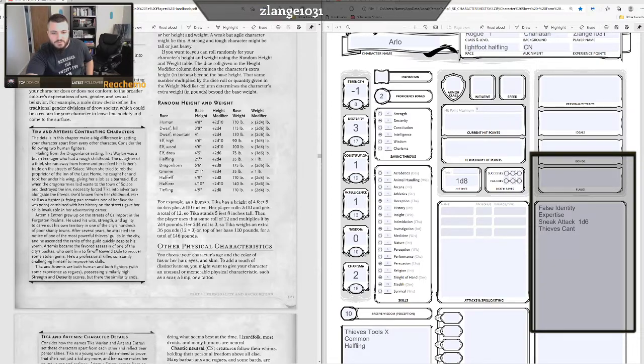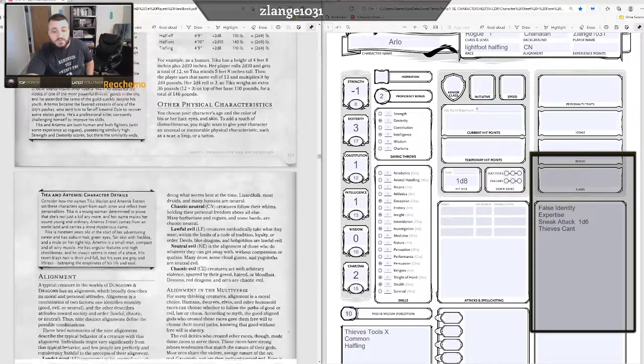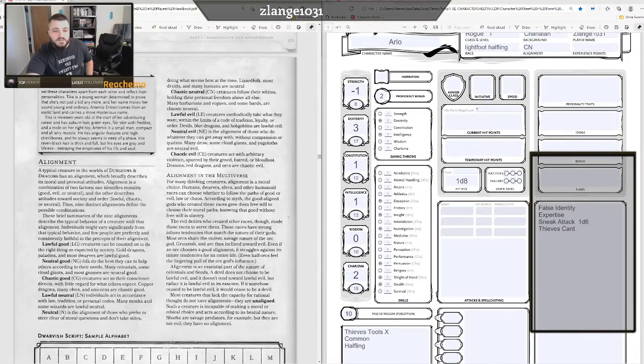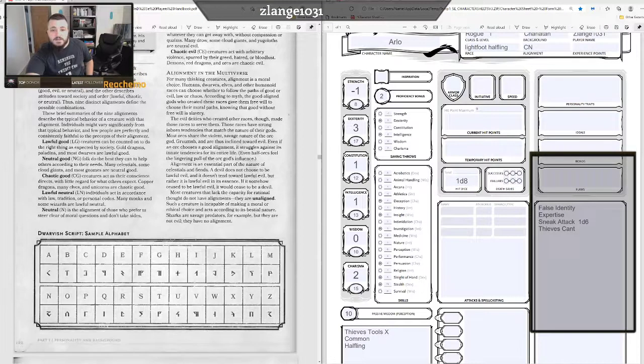Her 2d4 roll is 3, so Tika weighs an extra 36 pounds. That wasn't specified up here. Okay, then the player uses the same roll of 12 and multiplies it by 2d4. Now, that was weird. Other physical characteristics, you've got your alignment, which goes into the description of all of those.